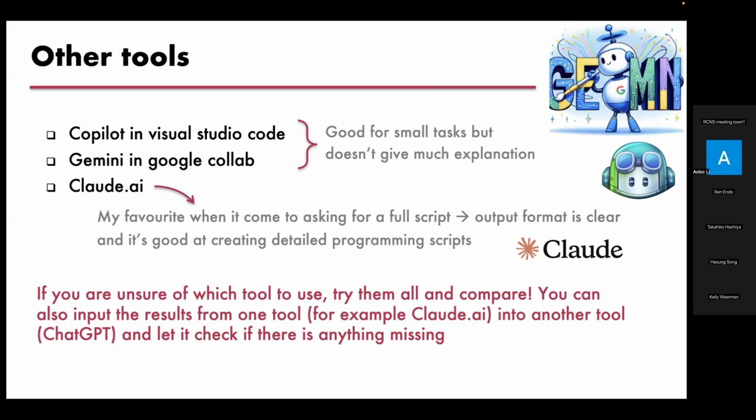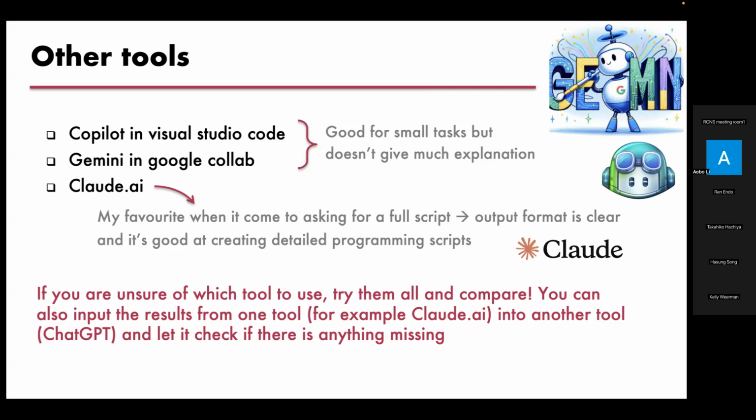Then there's also other tools. So now I've only been talking about ChatGPT, and that's because I pay for it, so I use it a lot. But there's also other tools. There's Copilot, which you can use, for example, in Visual Studio Code. And there's Gemini, which you can use in Google Colab. So you can use that during this session if you want. I think those are very good for small tasks, but it doesn't always give you a very extensive explanation. So if you want to change something very fast, like, oh, plot this line for me, you can use those two. But if you want to change the whole model and understand the whole model, I would recommend using another AI tool like GPT or Claude AI.